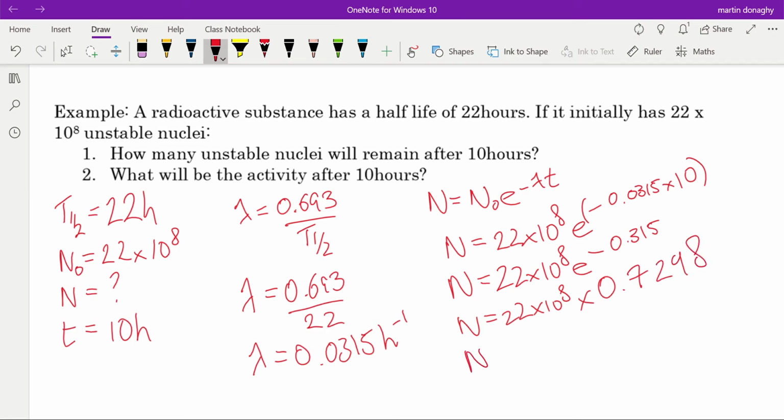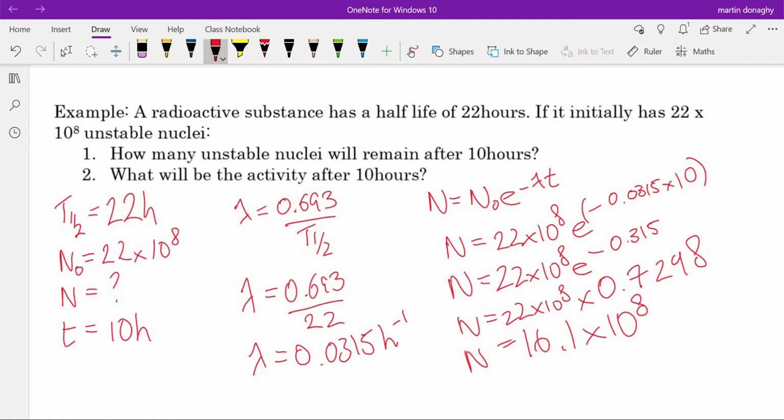And that gives me 0.7298, which gives us then 16.1 by 10 to the 8 unstable nuclei. So it doesn't really have a unit there. Always have an idea of what your answer should roughly be. What I'd be looking at here is we start off at 22 by 10 to the 8, half-life 22 hours. So after 22 hours, that should be down to 11. So after 10, it being down to 16 sounds about right.